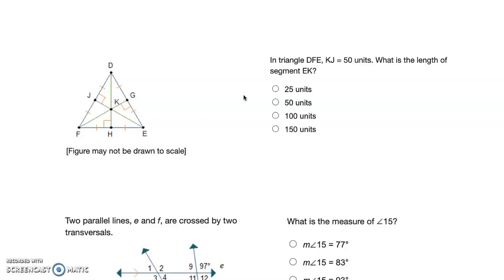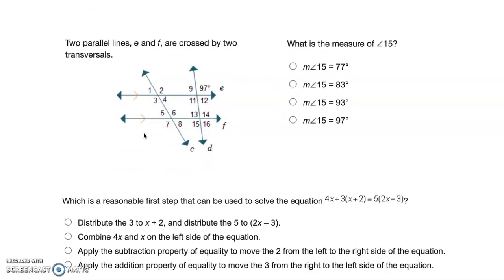So in triangle DFE, KJ, from here to here is 50 units. And what is the length of EK? So now we want to know how far it is from this other part. This is the median, remember, so EK has to be twice as long as JK. From the vertex to the centroid is twice as long as from the centroid to the opposite side. So 2 times 50 is equal to 100.